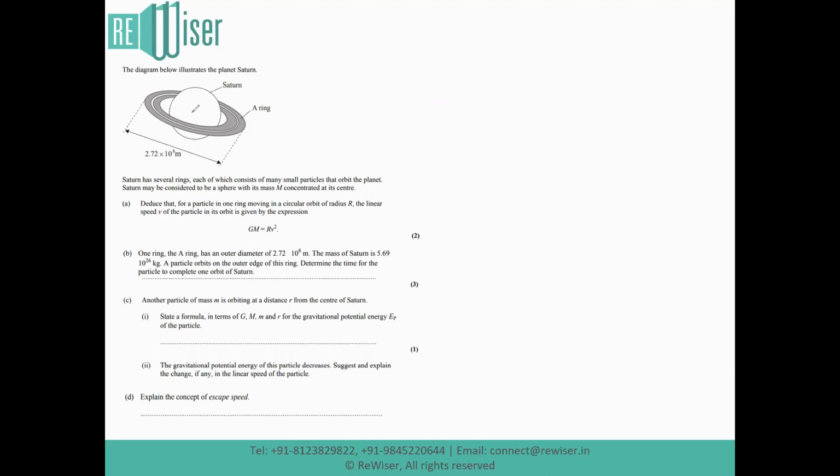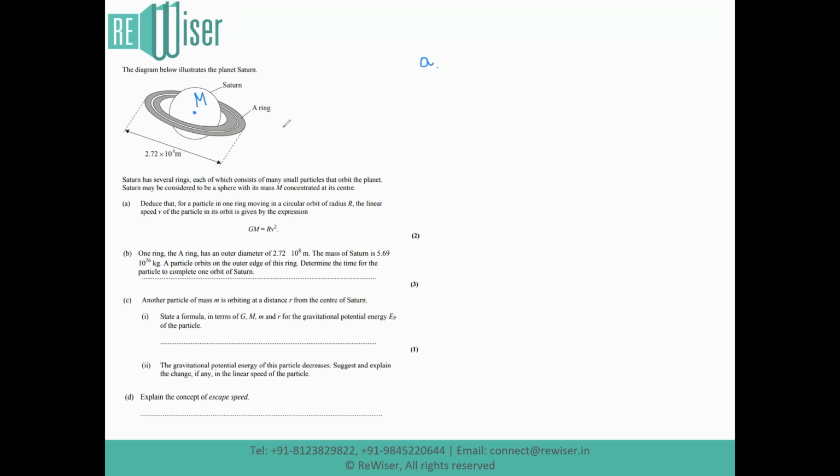Here we understand that the planet Saturn is considered as a point mass with its entire mass concentrated at the center. Deduce that for a particle in one ring moving in a circular orbit of radius R, the linear speed v of the particle in its orbit is given by the expression GM = Rv². To deduce the answer for part A of this question, we need to have a prerequisite.